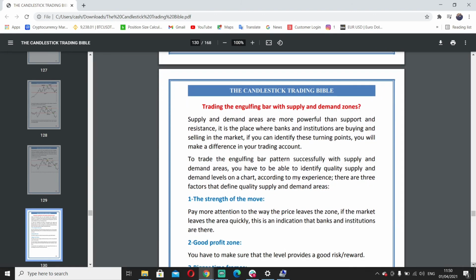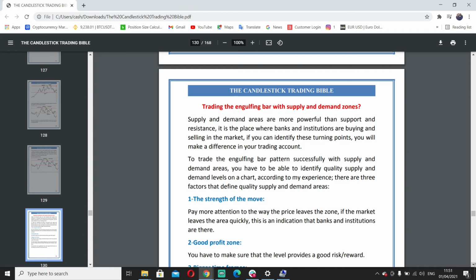Trading the engulfing bar with supply and demand zones. Supply and demand areas are more powerful than support and resistance. It is the place where banks and institutions are buying and selling in the market. If you can identify these turning points, you'll make a difference in your trading account.